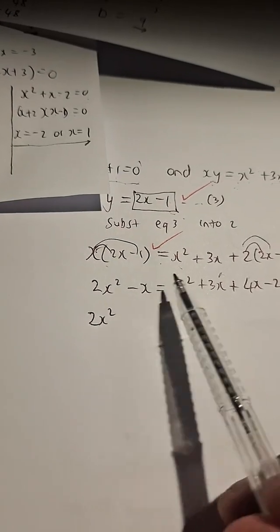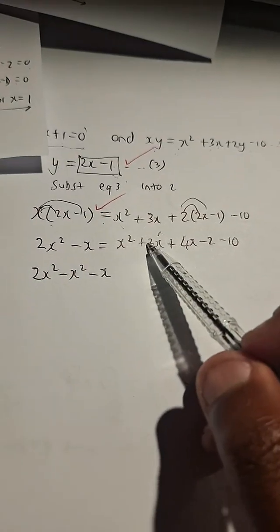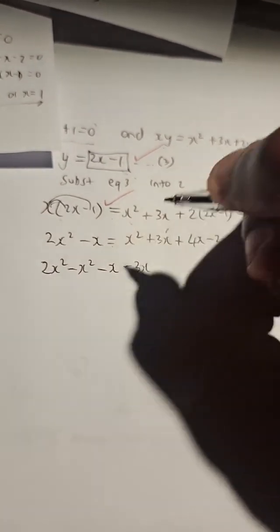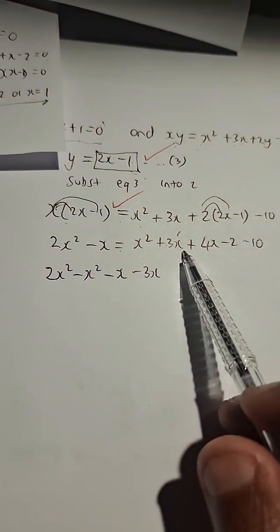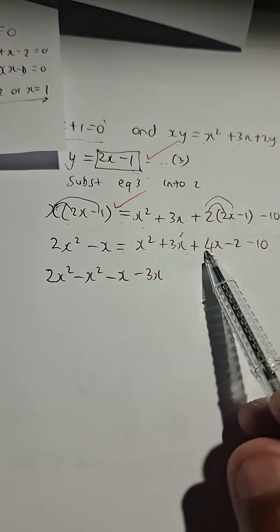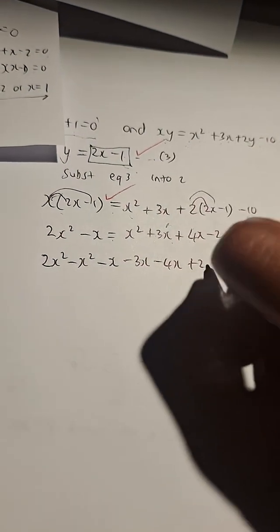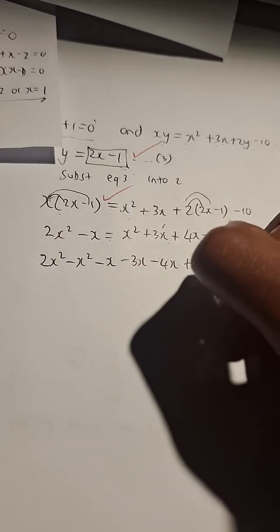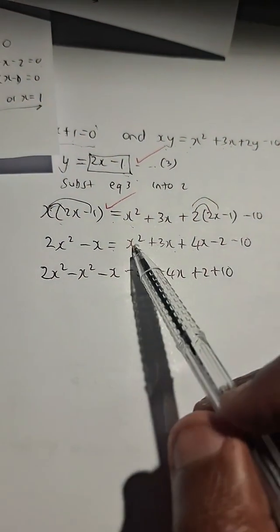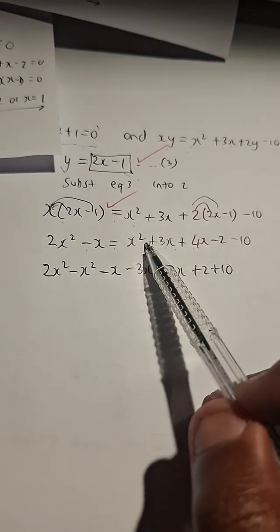2x squared is this term. We transpose the x squared term, minus x squared. Minus x remains. We transpose the 3x term, minus 3x, minus 4x, plus 2, plus 10, because all of these are coming over, so the signs are changing.